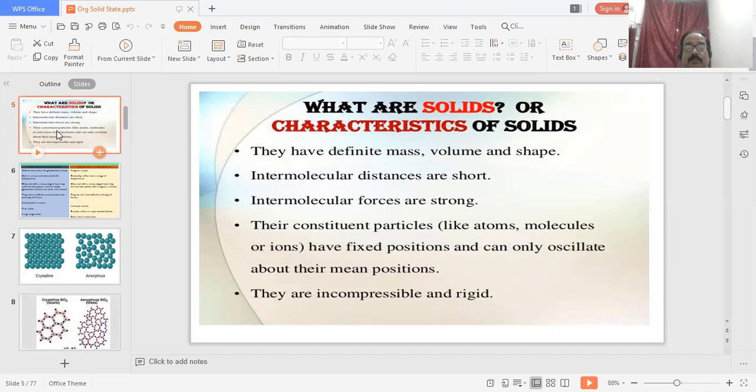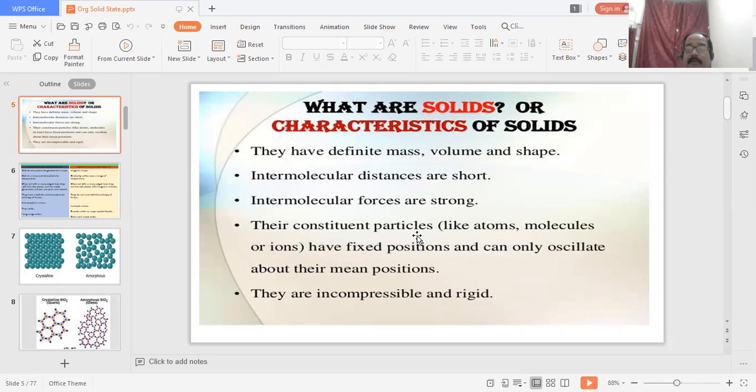On the next slide are the characteristics or properties of solids. They have definite mass, volume, and shape because the particles are closely packed. So the intermolecular distance is very short and the intermolecular force is strong. Their constituent particles, like atoms, molecules, or ions, have fixed positions and can only oscillate about their mean position. And the fifth point, they are incompressible and rigid.